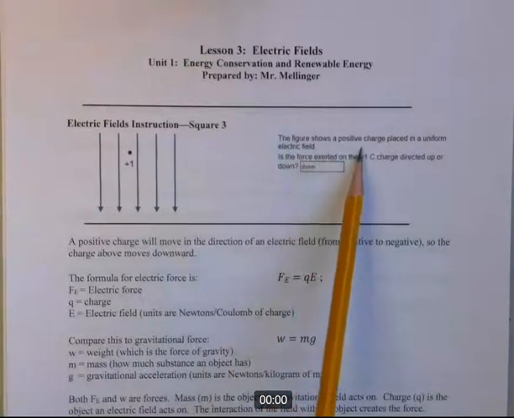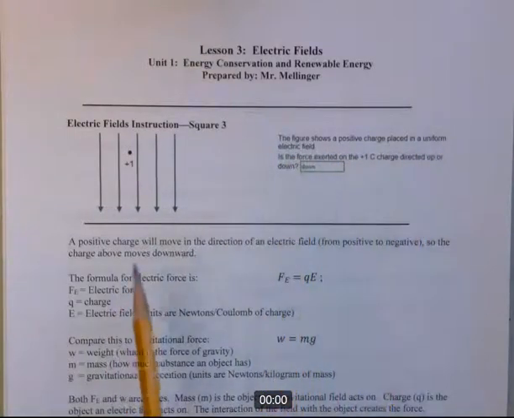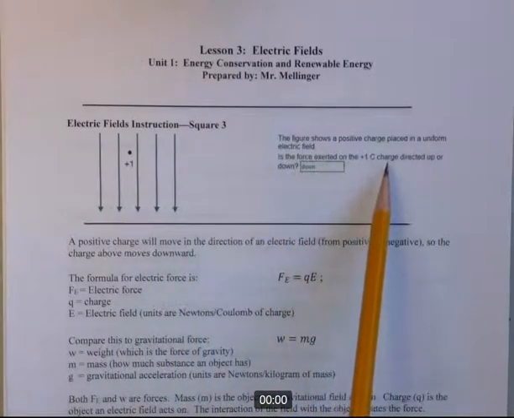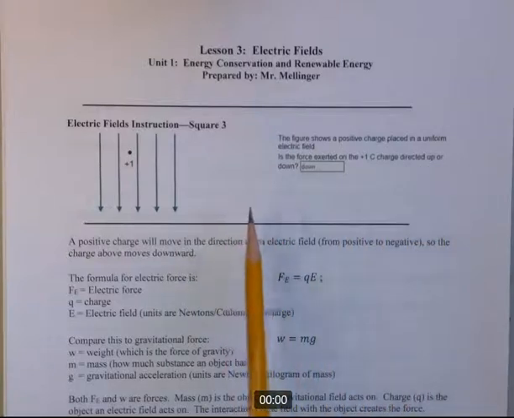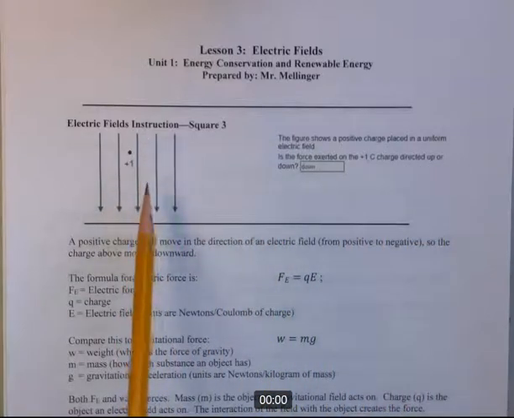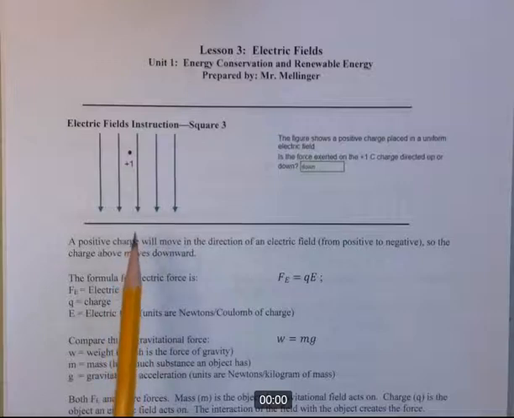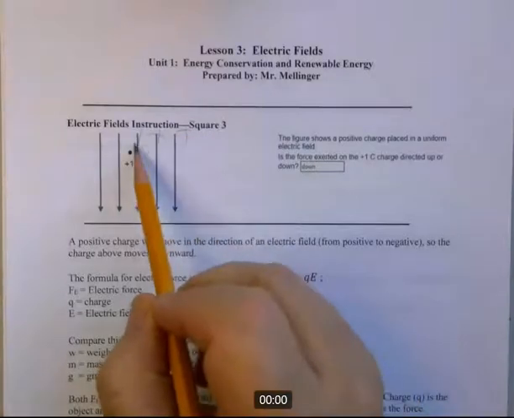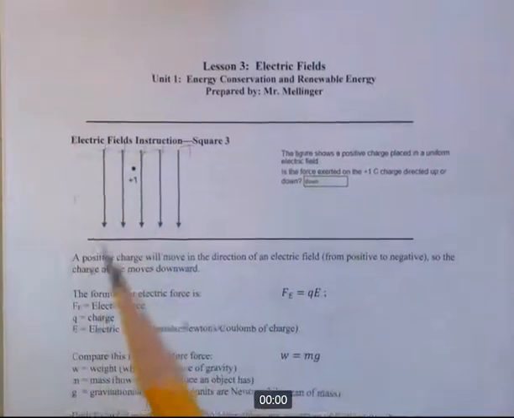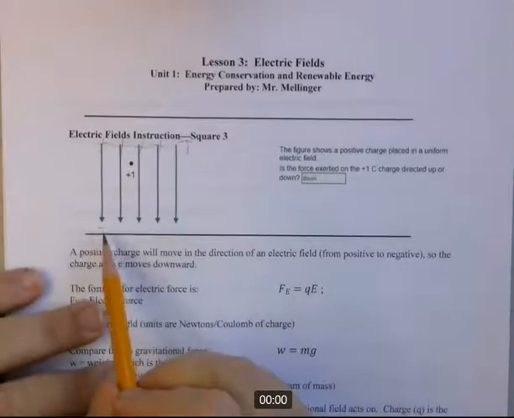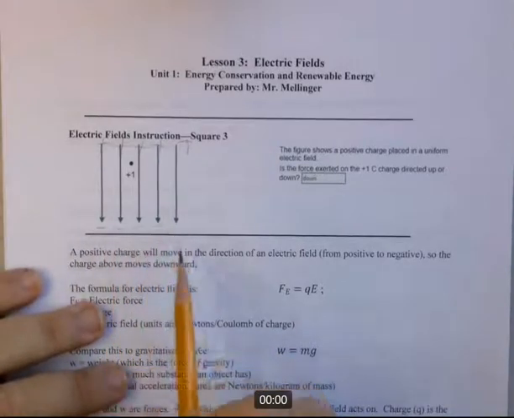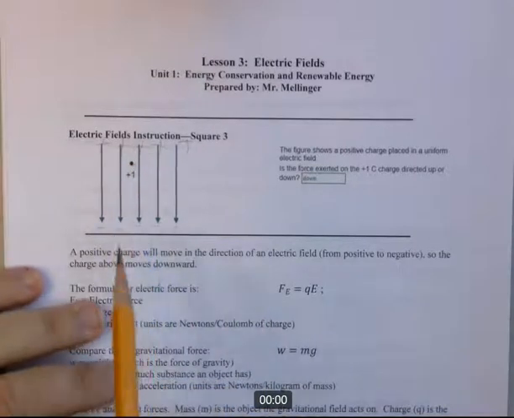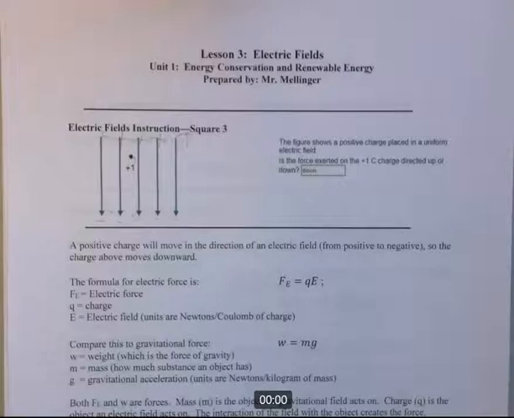The figure shows a positive charge placed in a uniform electric field. Is the force exerted on the +1 Coulomb charge, positive charge, directed up or down? So the principle here is that electric fields go from positive to negative. So up here on the top would be a positive plate, if you want to think of it as that, and down here is a negative plate. So that's the direction of electric field. So if this is a positive charge, it's going to be pushed away from positive and down towards the negative. So the answer to that would be downward.